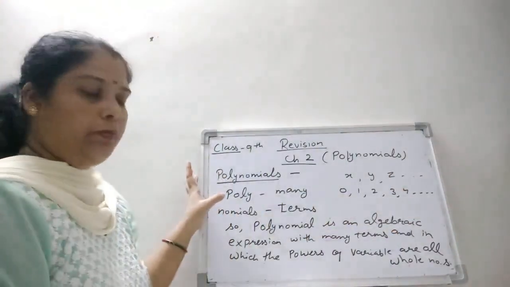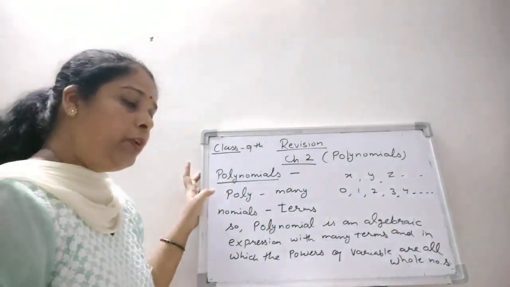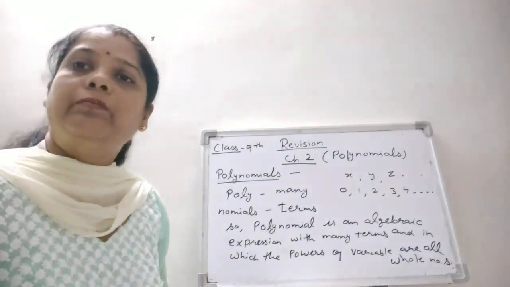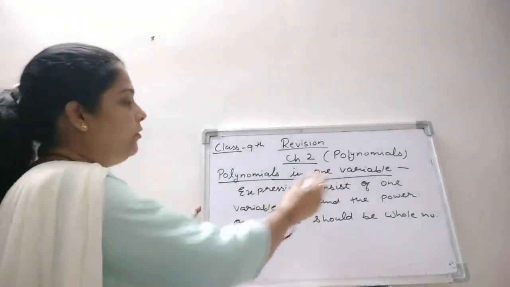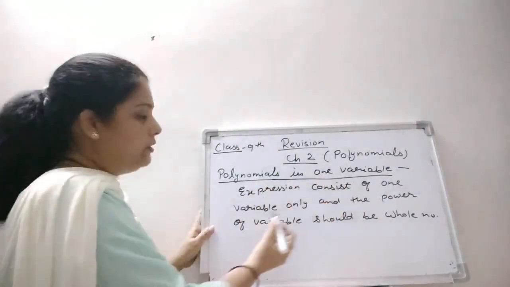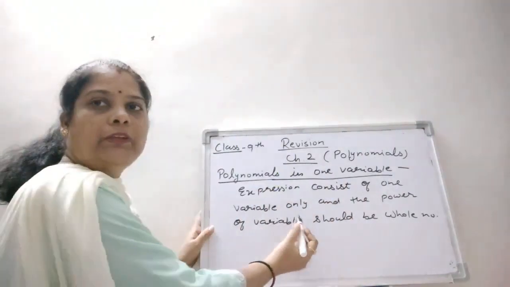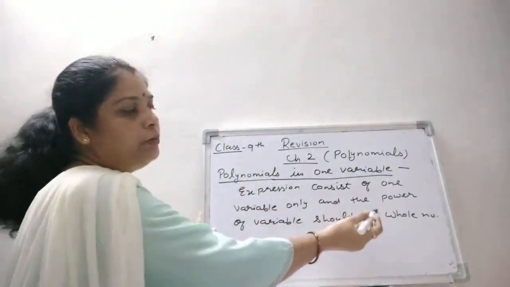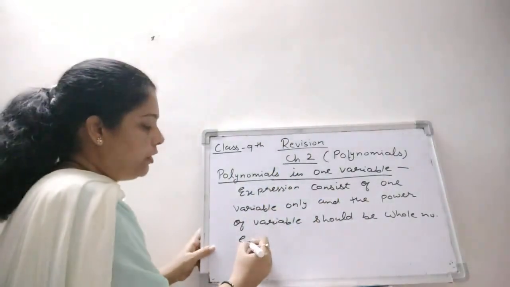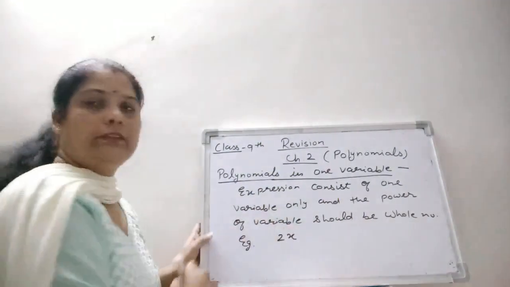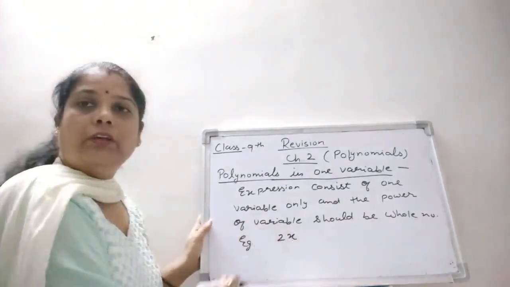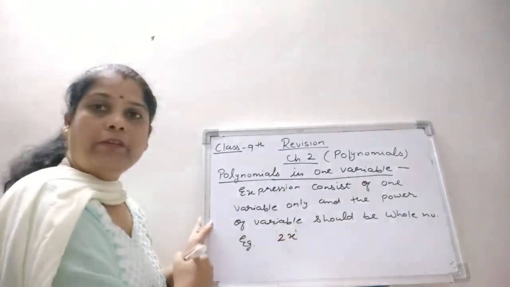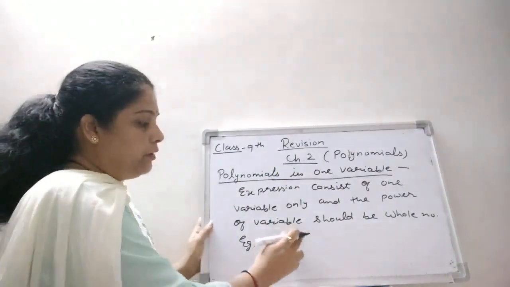So this is polynomial. Now polynomial in one variable. What is polynomial in one variable? Polynomial in one variable is an expression that consists of one variable only. Means in which only one variable is included and the power of variable should be whole number. For example, 2x. Here we have the variable x only and the power of this x is 1. If no power is there, it means the power is 1.